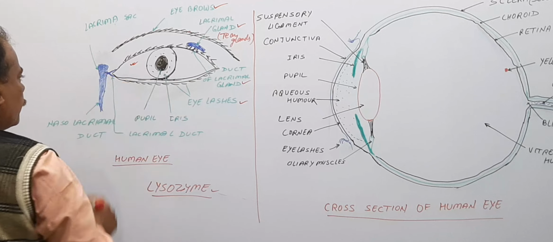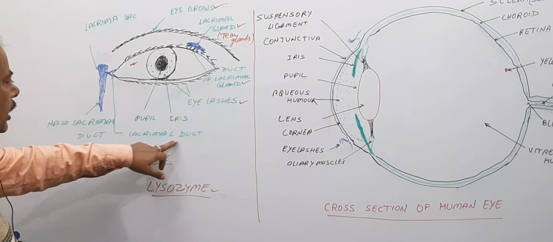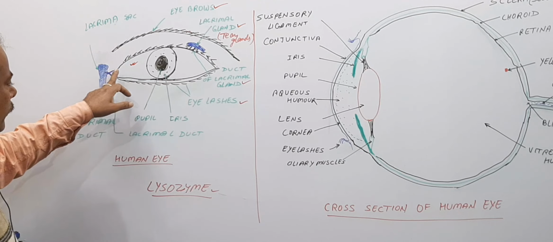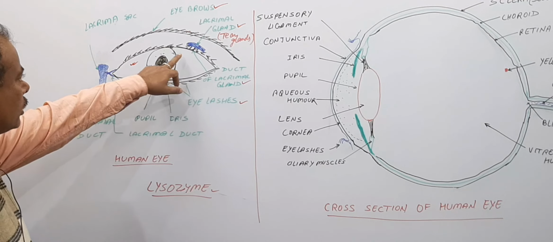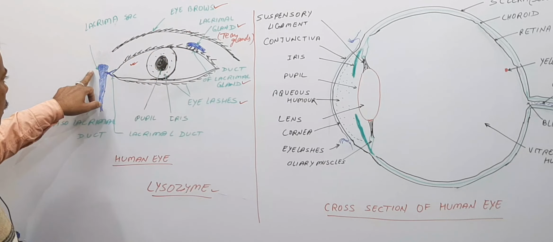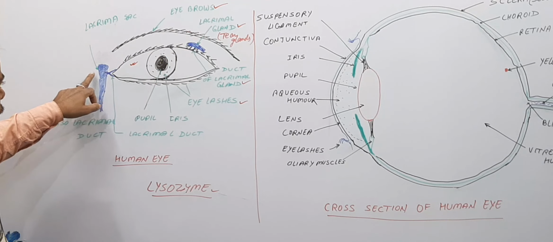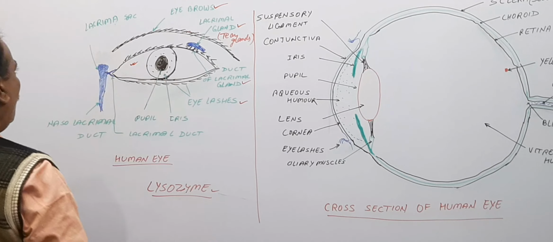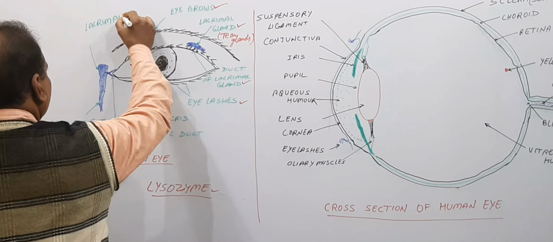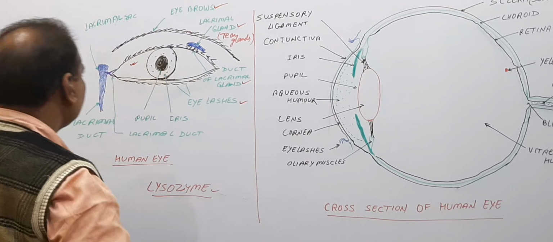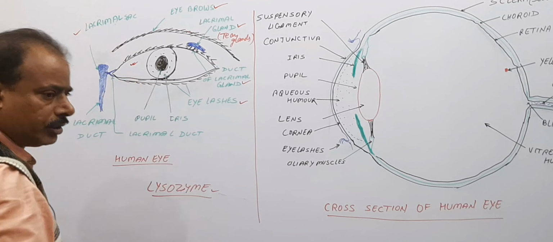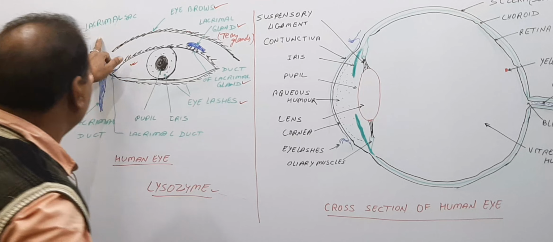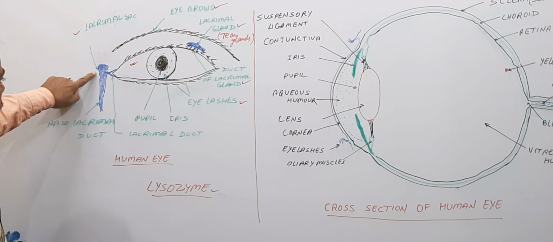Here you can see these are the two lacrimal ducts, and lacrimal ducts help in carrying the lacrimal fluid from the lacrimal gland to the sac-like structure for storage, and it is known as lacrimal sac. In this sac, tear is stored.